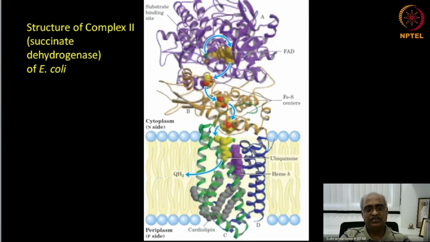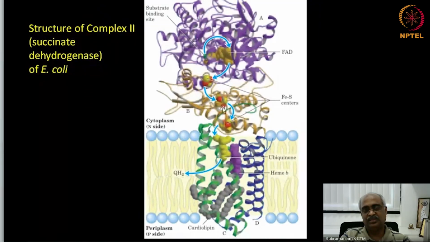In this complex you have here the substrate binding site. What is the substrate? The substrate is succinate. From there the electron is transferred to the FAD. From there it goes to these iron-sulfur centers, 3 of them, and this blue arrow tracks the direction of electron flow finally to the ubiquinone, and this reduced ubiquinone diffuses into the membrane.